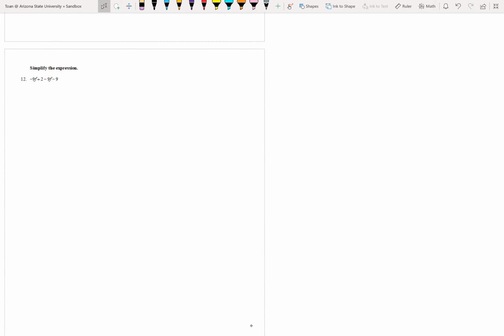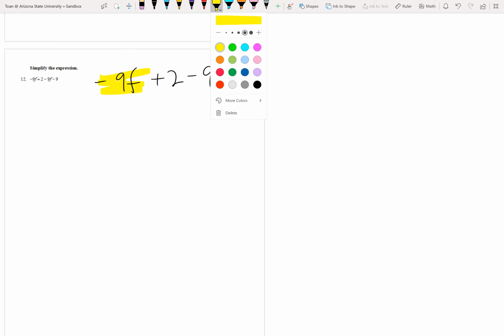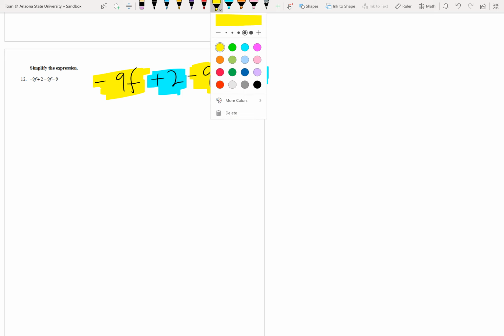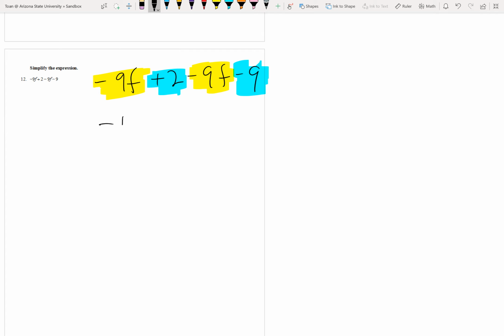Hopefully number 12 wasn't too crazy. It's just combining like terms. Negative 9f plus 2 minus 9f minus 9. So your like terms are your f terms, and your constants are your regular number terms. So negative 9f plus negative 9f is negative 18f. Positive 2 with the negative 9 is a negative 7.